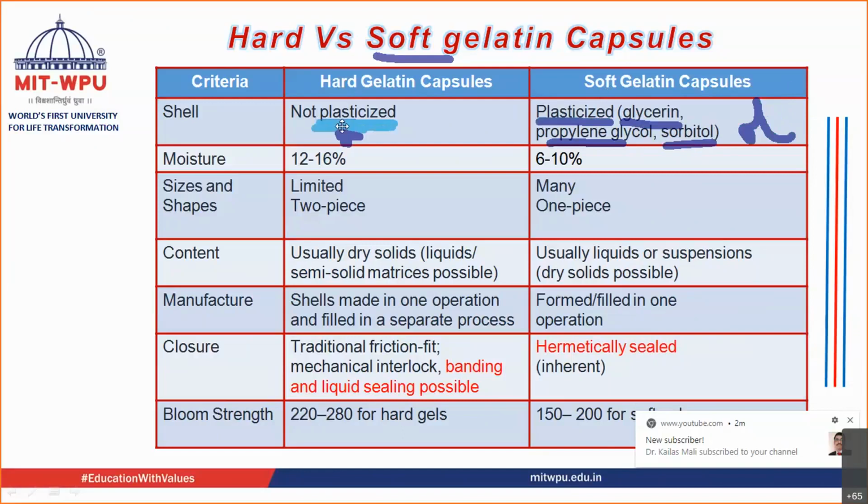They may not be an integral part of the hard gelatin capsule shell. The moisture that is present in hard gelatin capsule is quite high. It is near about 12 to 16%.